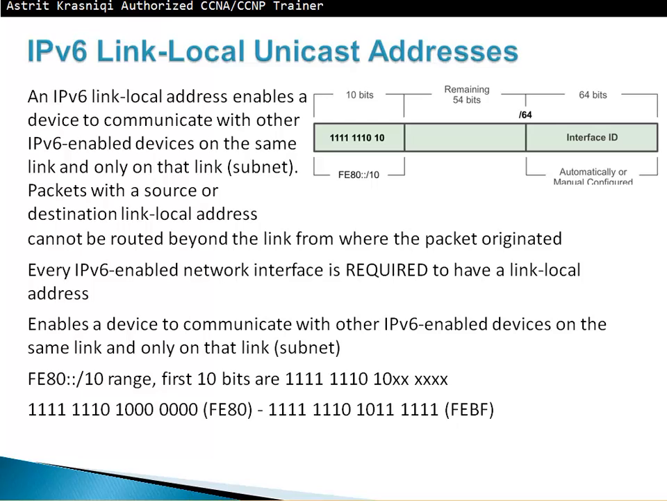Then we have IPv6 link local unicast addresses. IPv6 link local addresses enable a device to communicate with other IPv6 enabled devices on the same link, and only on that link or subnet.